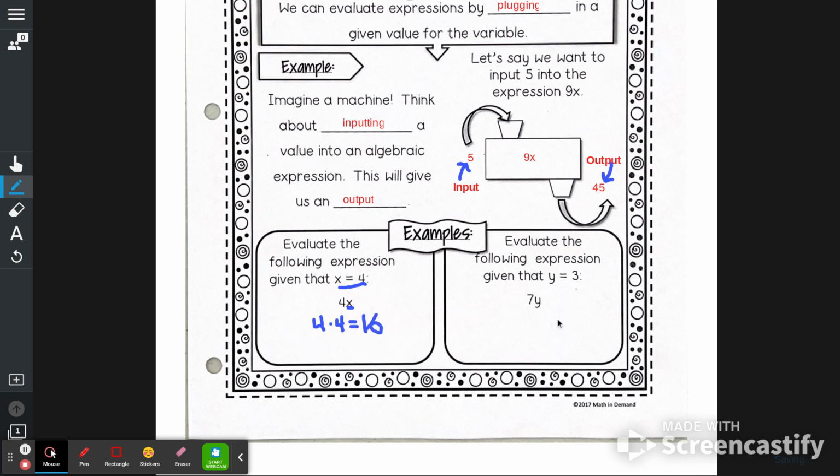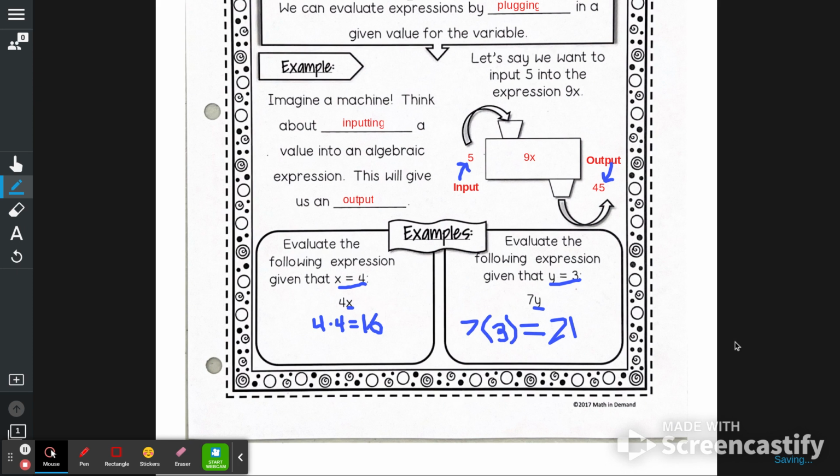Okay, looking at the next one, we have evaluate the following expression given that y equals 3. Well, what is y? Well, y is right here, and we are now saying that it's 3, so we are going to input 3 in for that y, and that is going to leave us with 7 times 3 equals 21.